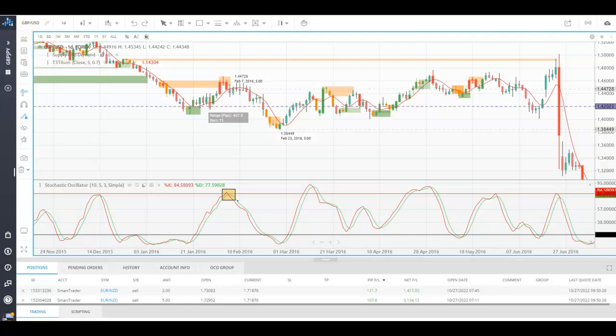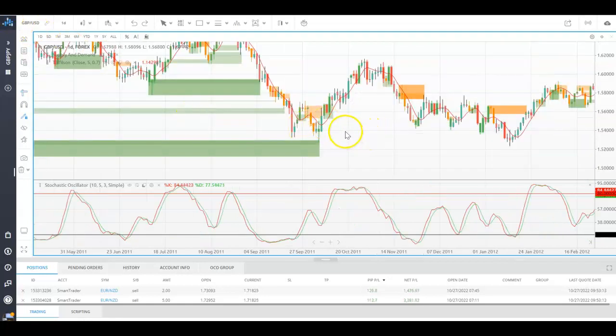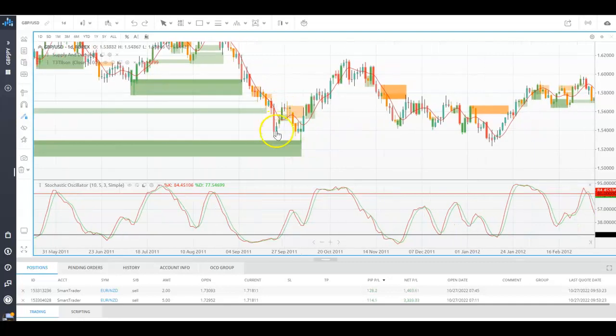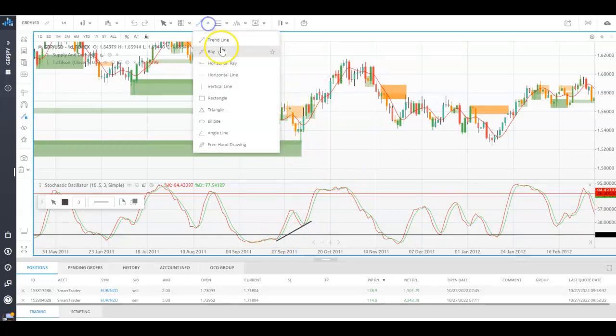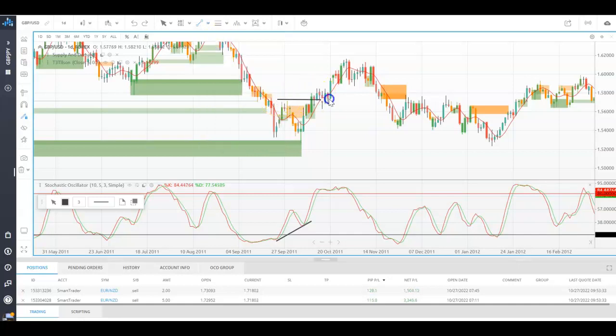Okay, that completes our lesson on candlestick patterns. The next lesson will be on chart patterns, as you see here, which is a double bottom and also divergence. And we'll talk about chart patterns in our next lesson.